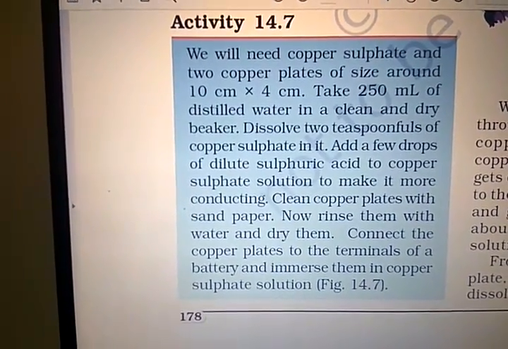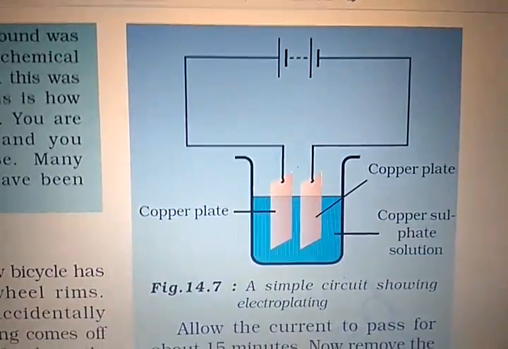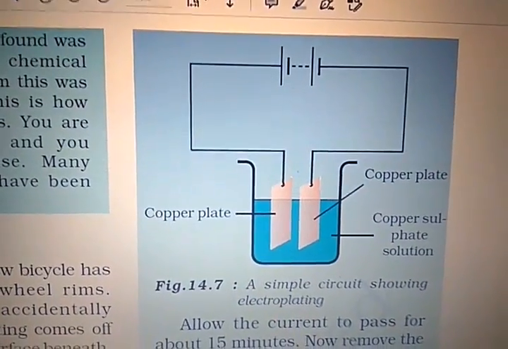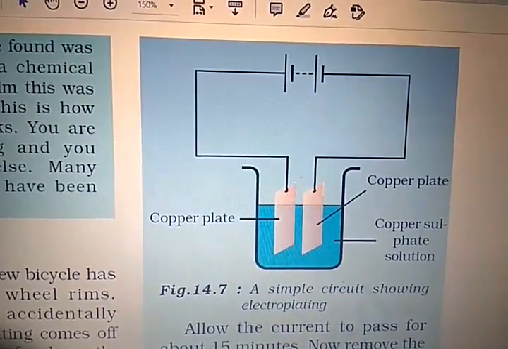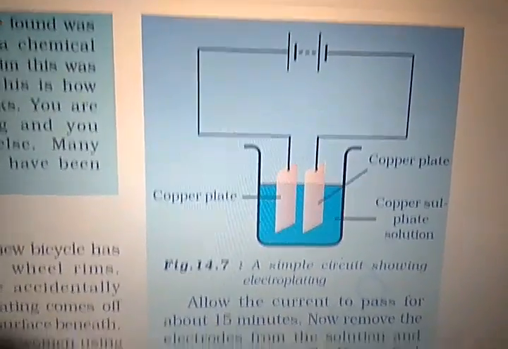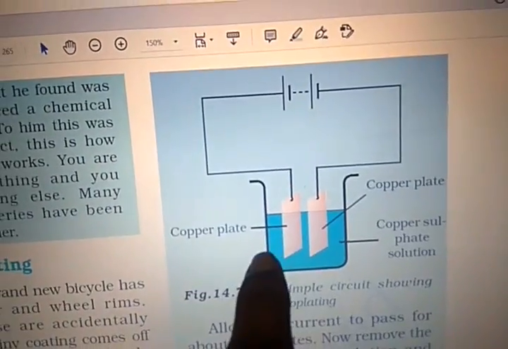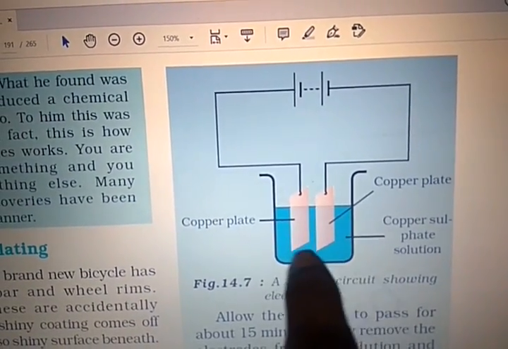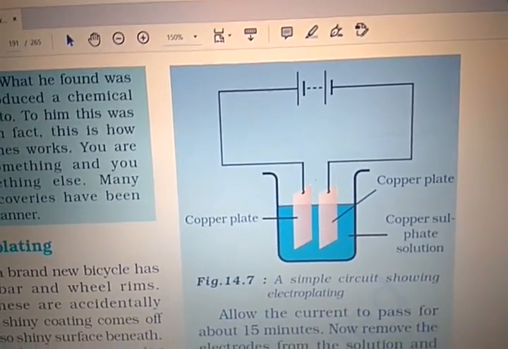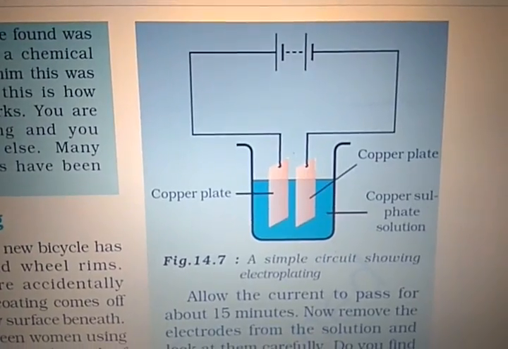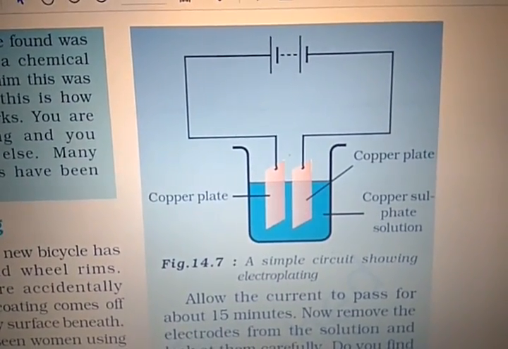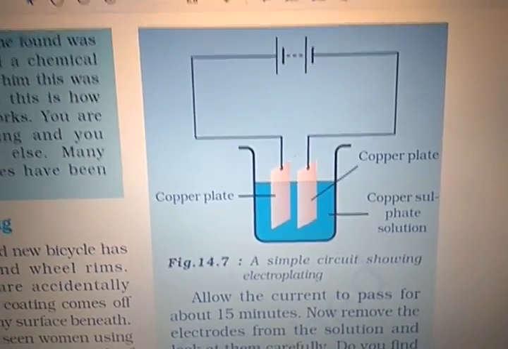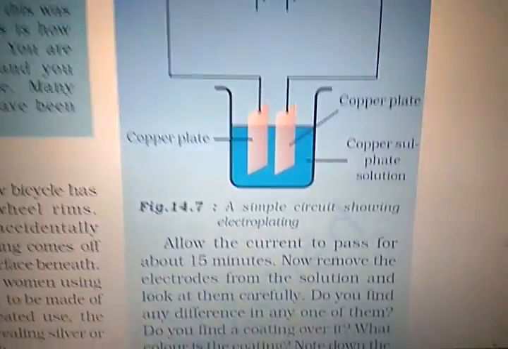See figure number 14.7. See, here we are going to use these electrodes. This is a simple circuit showing electroplating. Here a copper plate is there. Here is also another copper plate, and this solution, which is blue in color, is copper sulfate solution, which acts as an electrolyte. So what electrolyte have we taken here? Copper sulfate in this electroplating.